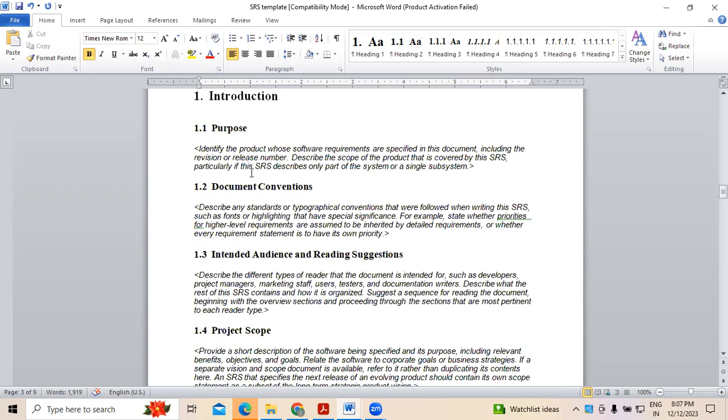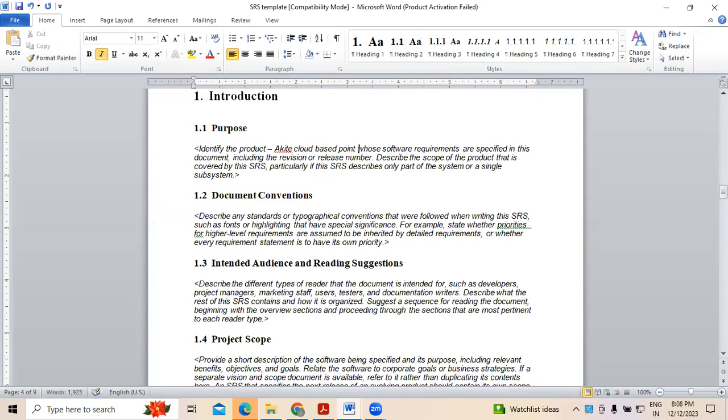After that, here we need to write down the purpose. As you already know, yesterday in the business requirements document also I told you that we need to identify the project, what exactly the project is all about. Ours is a cloud-based point of sale system, for example. Ours is the Ekite project, a cloud-based point of sale system.